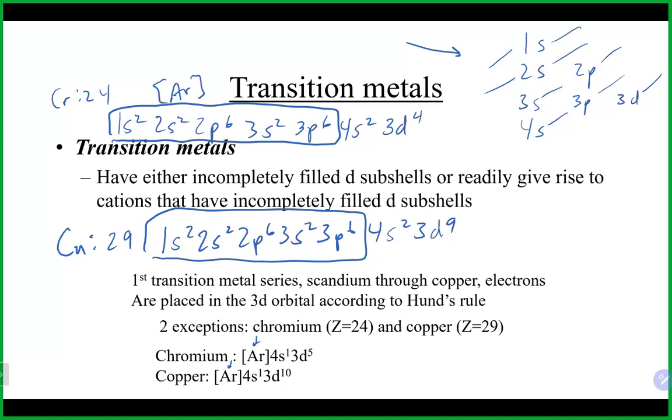Now, what has been found experimentally is that it is more stable with one less electron in the s and one of those electrons going into the d. So these are the exceptions. They have one less electron in the s orbital and one more electron in the d. They're able to do that because the 4s orbitals are lower in energy and our 3d orbitals are right next door. They are very close to each other.